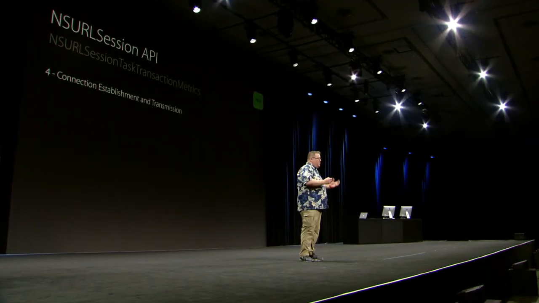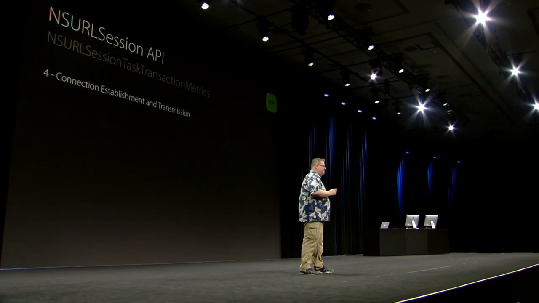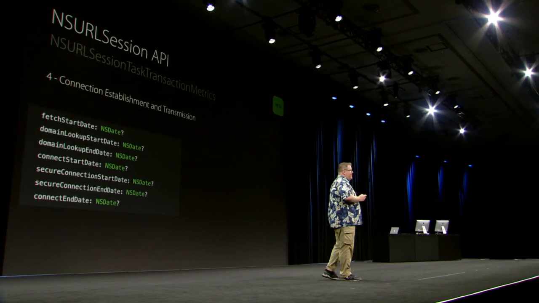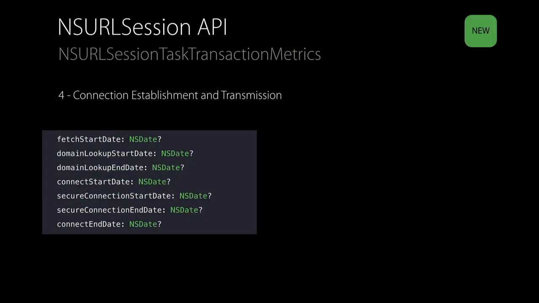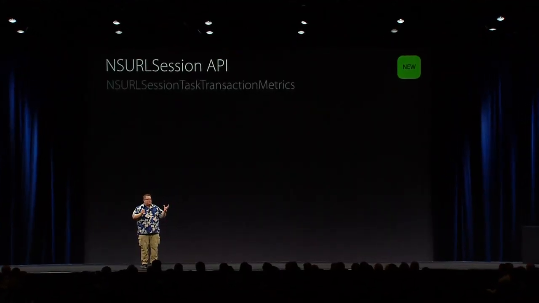The fourth category of transaction has to do with connection establishment and transmission. Now, the first group of metrics measure time related to the setup of a network connection. The second group of metrics measure HTTP-related activities of a network load. These properties are timestamps and are taken at a time when the event actually occurred. So let's take a closer look at these metrics and when they are collected during the execution of a network load.